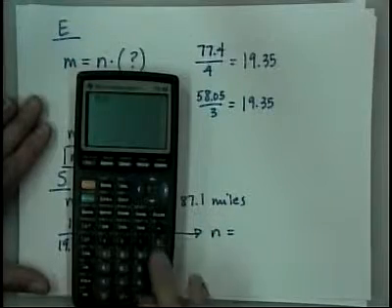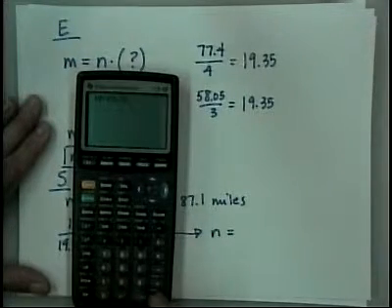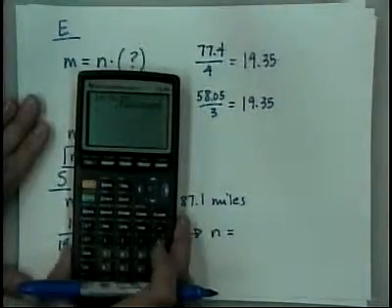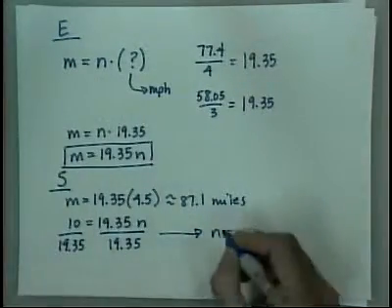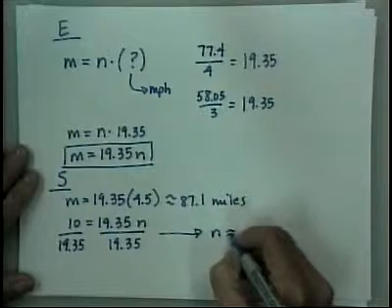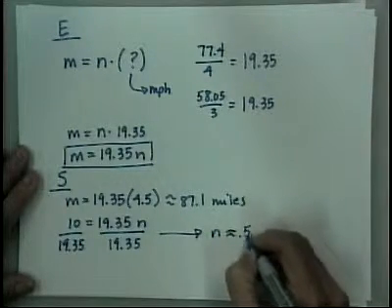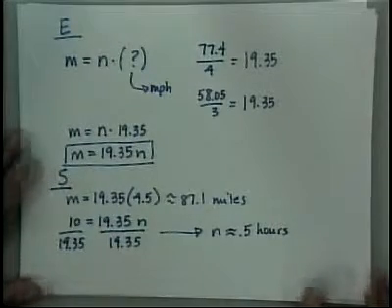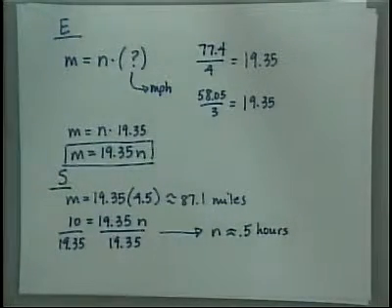10 divided by 19.35 is 0.5167 and so forth. Let's say that's approximately half an hour. It's a little more than half an hour. Half an hour, and she trained for 10 miles, or she covered 10 miles in her training.